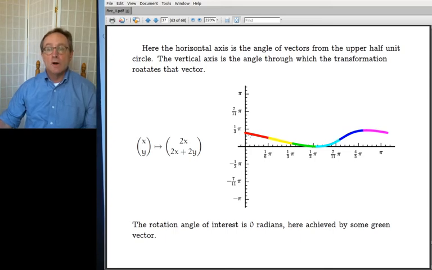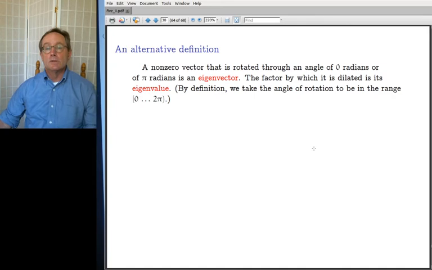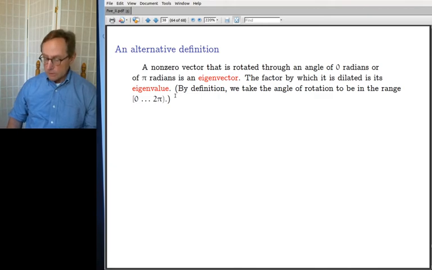So we are trying to find a first take on what eigenvalues and eigenvectors are doing in this particular picture. We're trying to find the natural point here, the point where you get a rotation of 0 radians. Here's a perhaps silly alternative definition: a non-zero vector that's rotated through an angle of 0 radians, or else entirely flipped to the opposite side, pi radians, is an eigenvector. The factor by which it's dilated is called its eigenvalue. I'm going to take the angle of rotation to be in the range including 0 up to 2 pi, not including 2 pi. I don't want to have repeat angles.